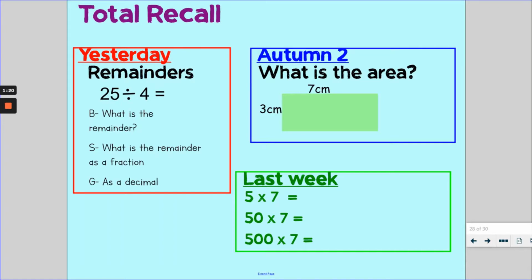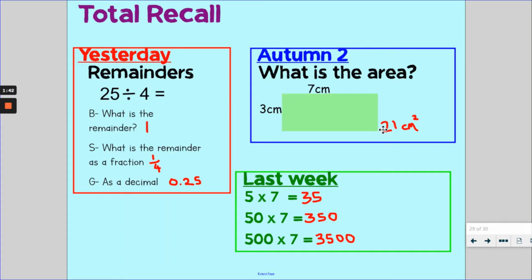And then yesterday, the work we did on remainders gave a really simple division there, one that you may well be able to do just mentally, but I would like you to calculate the remainder, and then the remainder as a fraction, and finally, if you can, as a decimal. Okay, here come the answers, so I hope you're ready.